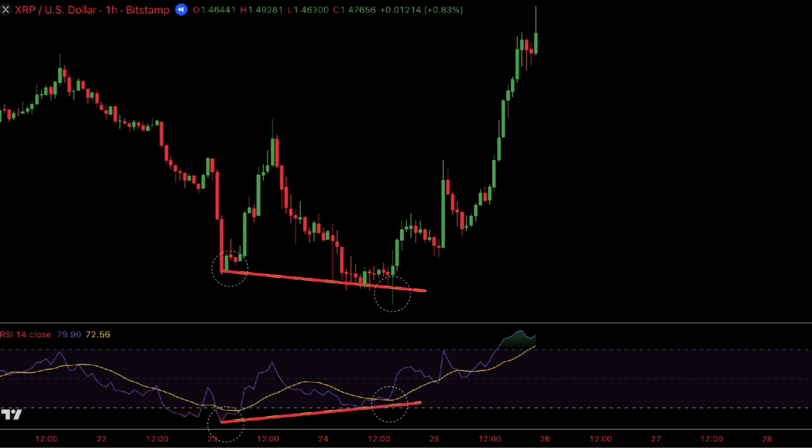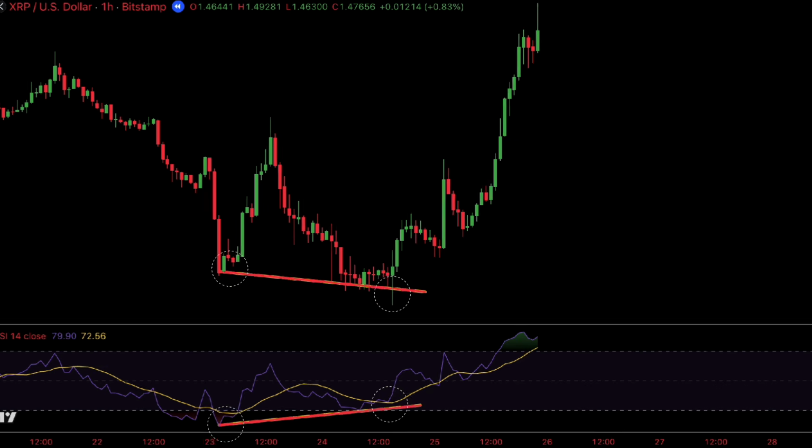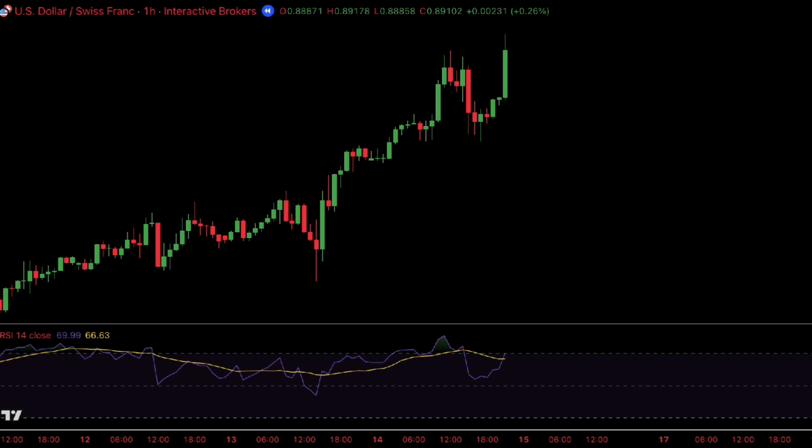That's why we don't trade the divergence by itself. Instead, we wait for additional confirmation, such as a liquidity sweep or another price action signal, before entering the trade. Now, let's look at the last chart example.